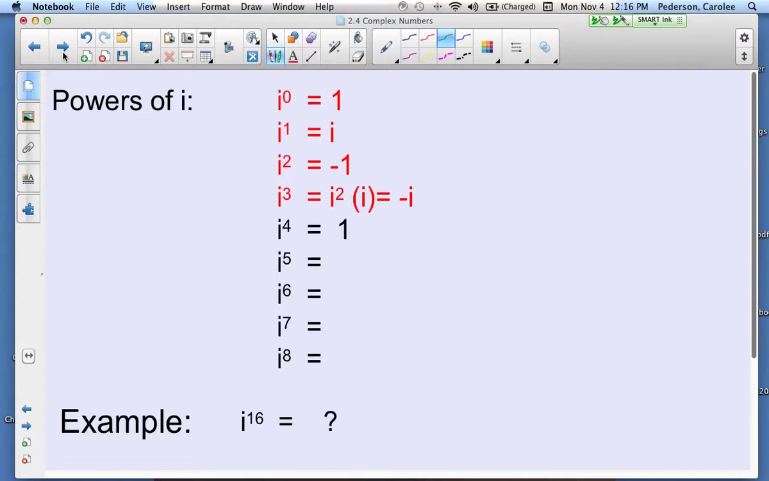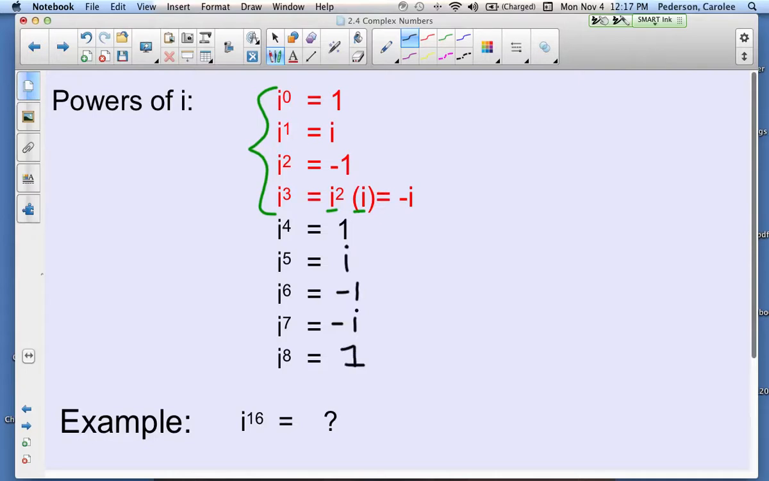Powers of i. There is a pattern that exists with these first 4. So anything raised to the 0 power is just 1. i raised to the 1 power is i. i squared, we talked about in the definition, is -1. And then i cubed, I just broke it down into i squared and i, which is -i. So here's where the pattern starts over again at 1, and then i, and then -1, and then -i, and then the pattern starts over again, 1.